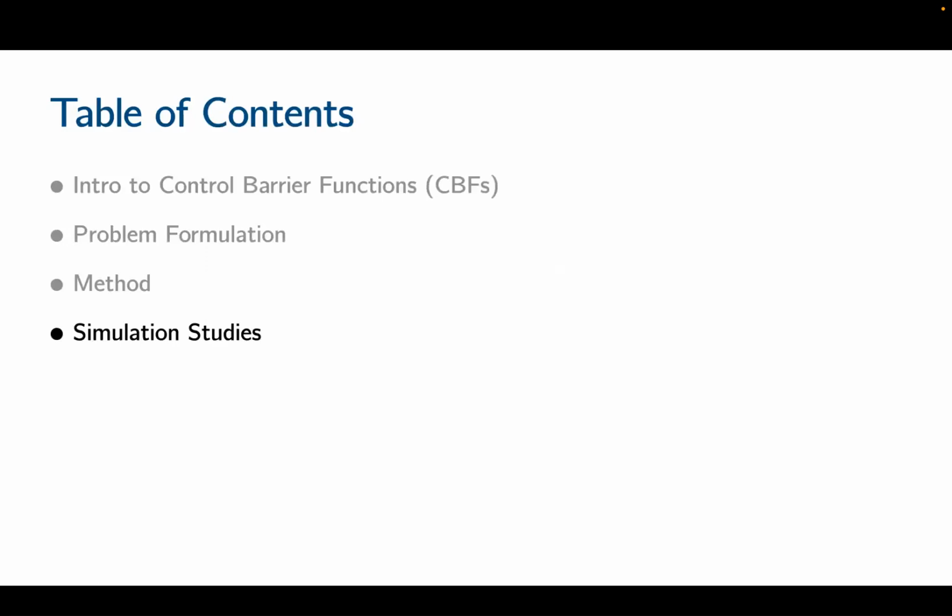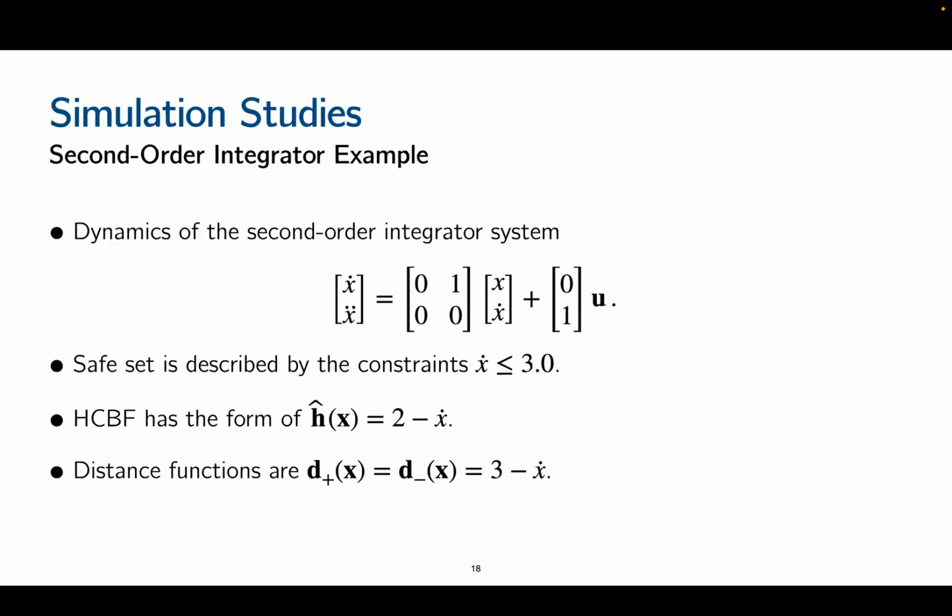Now we're going to show the effectiveness of our approach using two simulation studies. The first task is a second-order integrator target reaching task with velocity constraints. This is a toy example where the learned CBF can be plotted and analyzed. So here, the system dynamics is shown as follows.